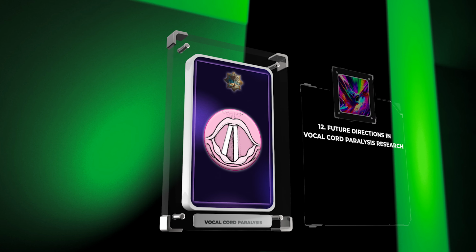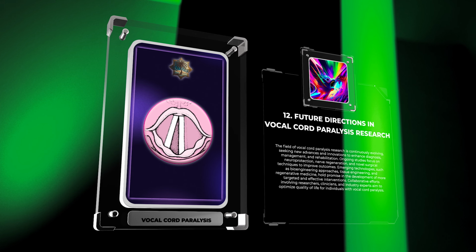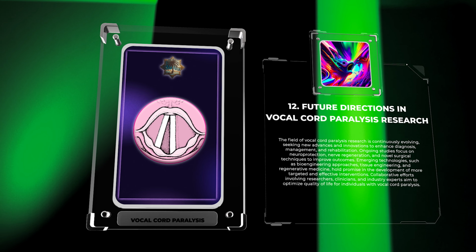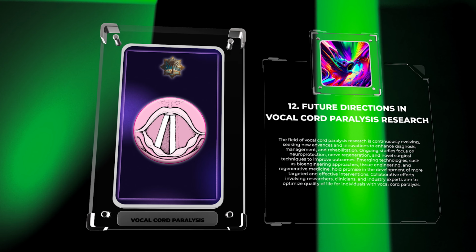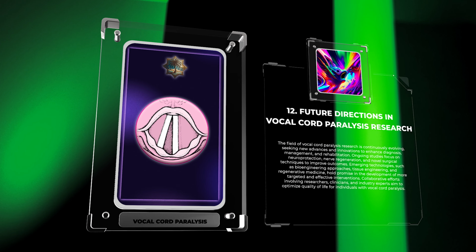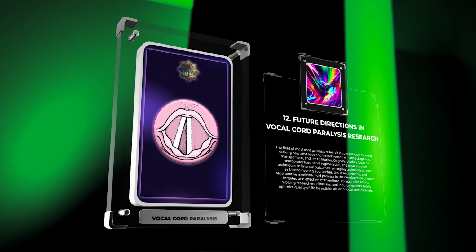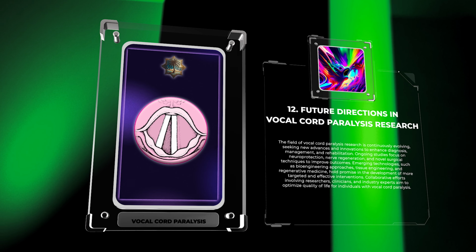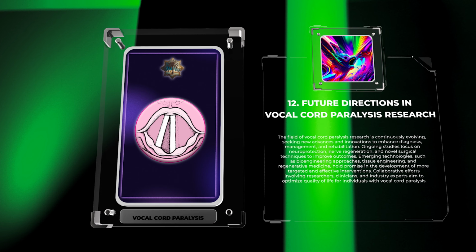The field of vocal cord paralysis research is continuously evolving, seeking new advances and innovations to enhance diagnosis, management, and rehabilitation. Ongoing studies focus on neuroprotection, nerve regeneration, and novel surgical techniques to improve outcomes. Emerging technologies, such as bioengineering approaches, tissue engineering, and regenerative medicine, hold promise in the development of more targeted and effective interventions. Collaborative efforts involving researchers, clinicians, and industry experts aim to optimize quality of life for individuals with vocal cord paralysis.